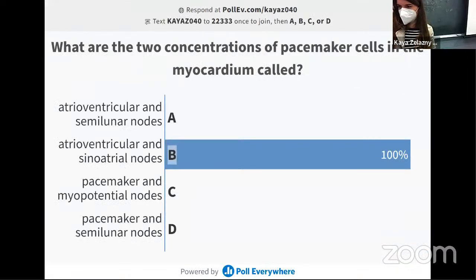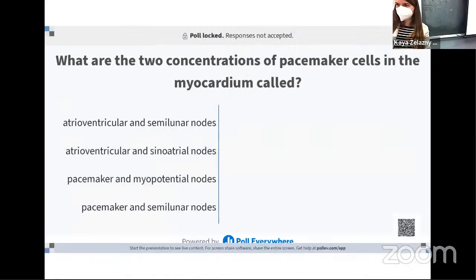Okay. Awesome. Yeah, our atrioventricular and sinoatrial, or AV and SA nodes, are where we have our pacemaker cells. Usually the SA node is the fastest, so it's the big pacemaker for the heart. But the atrioventricular node can take over if we need it to.